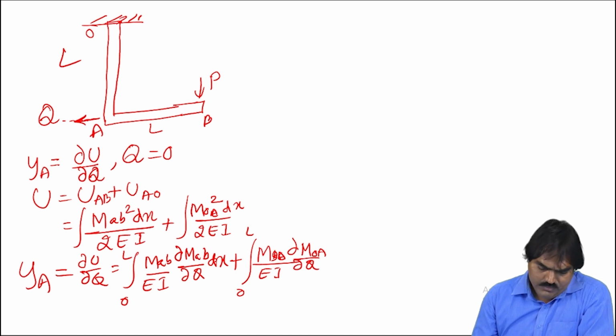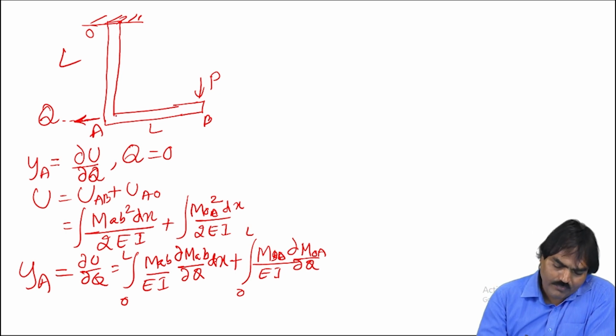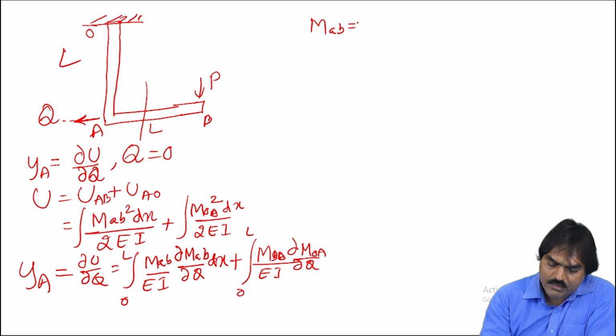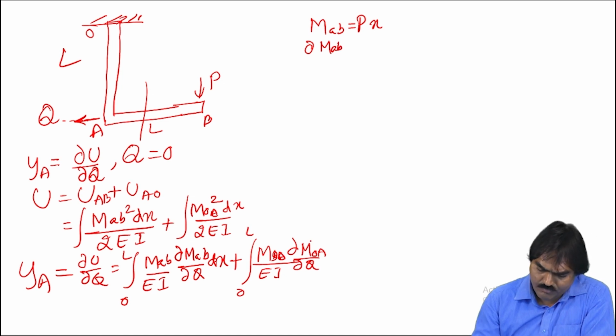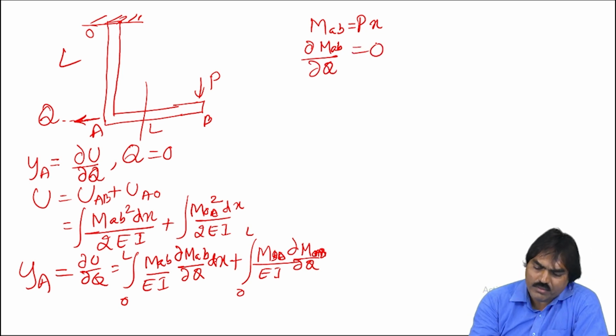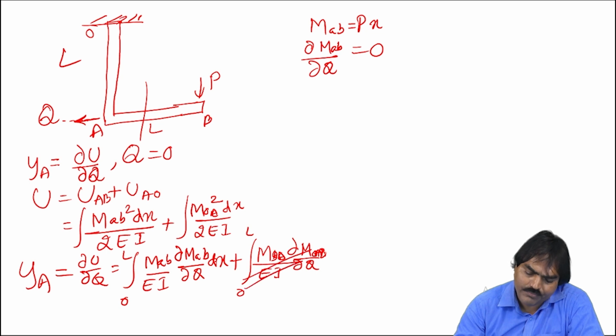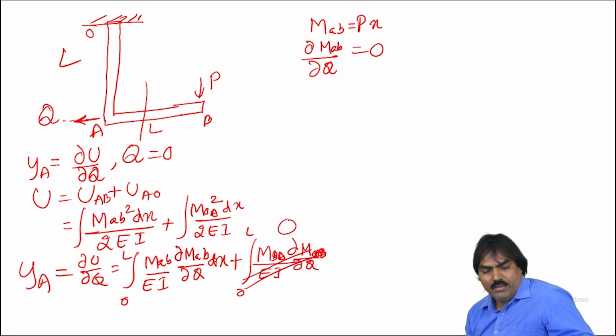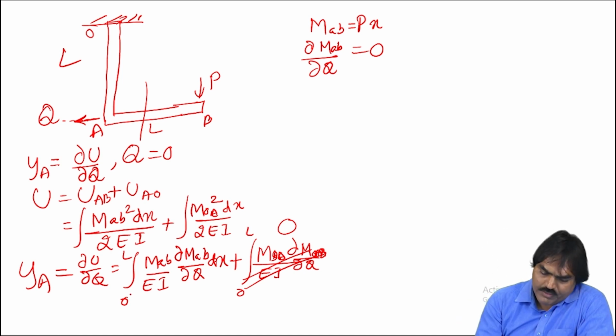Right. So first you find out, take a moment between like AB. What is M_AB? That is P into X. But what is dou M_AB by dou Q? That is 0. So since this term is 0, this entire term will be 0. Okay, because dou M_AB by dou Q we got 0. So only this term is left out.